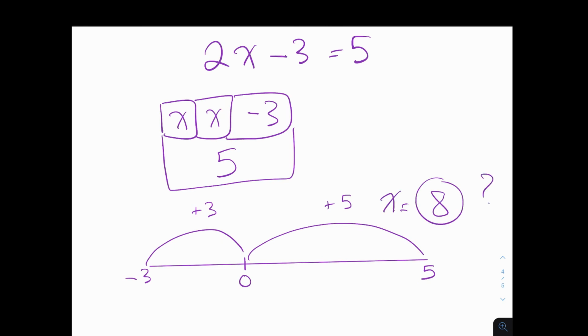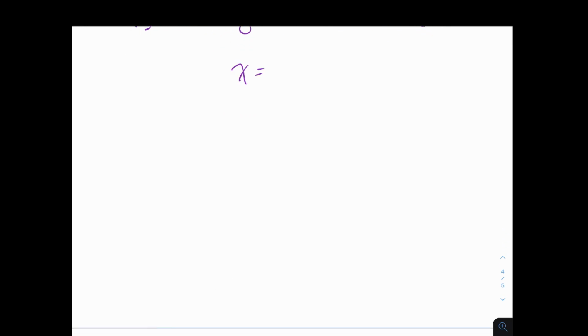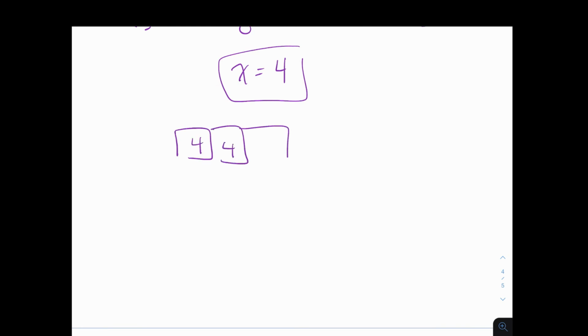Does x equal 8? No, it doesn't. But we know that both these x's together would be 8. So we would have to divide 8 into these x's. And let's try that. If we divide 8 by 2, what do we come up with? It should be 4. So let's try that. If we had x equaling 4, then 4 plus 4 is 8, minus 3 equals 5. So this one is also check-a-rooney.